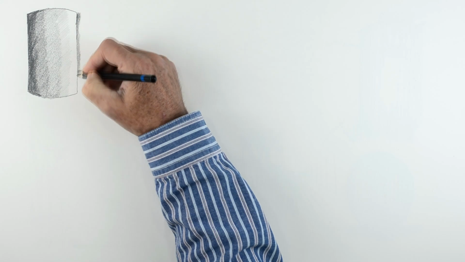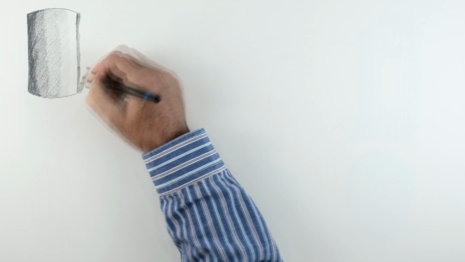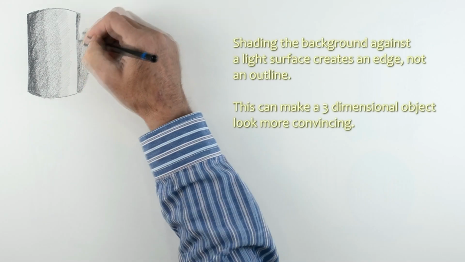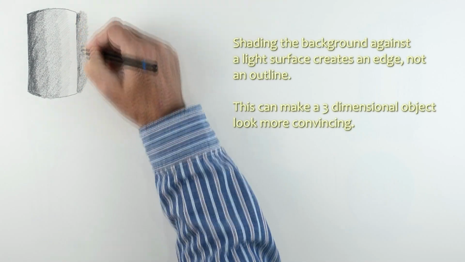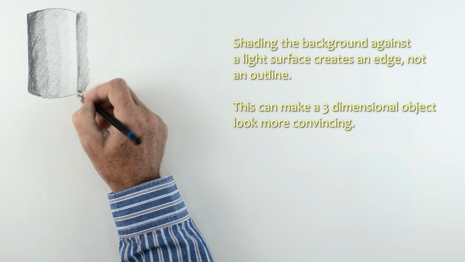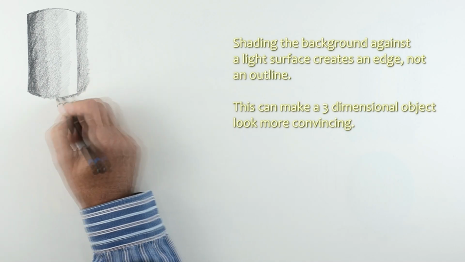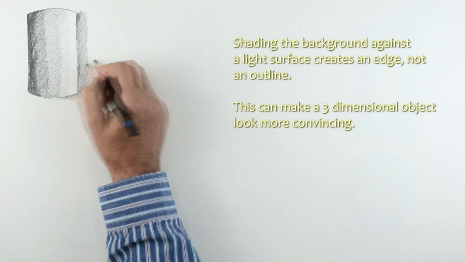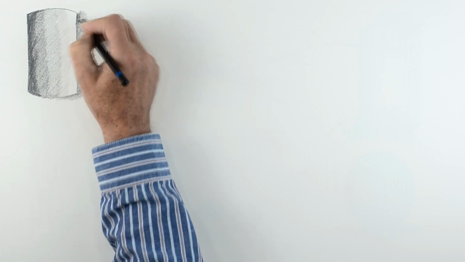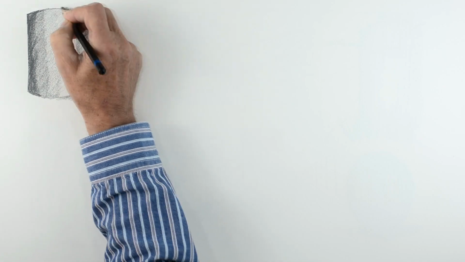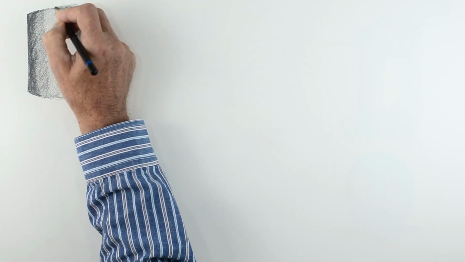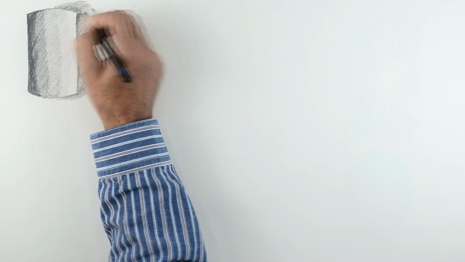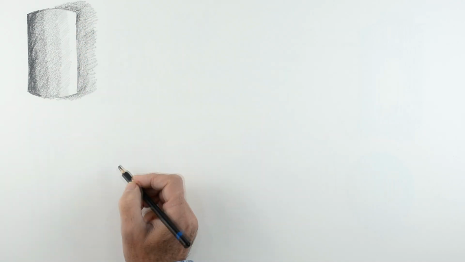Now I'm going to create an edge. This is where we talk about the contrast. You see here I am shading the background nice and dark against that edge there, the light, and I create that edge. It makes the object then stand out from the background. So contrast will help to make objects stand out when you do the shading. This is something you need to remember.